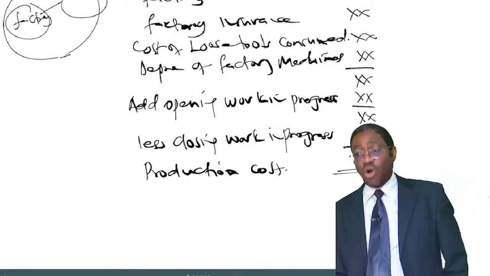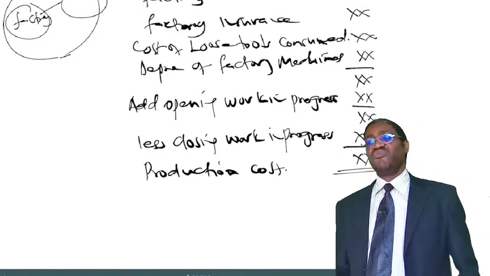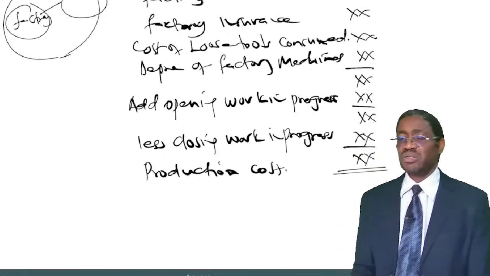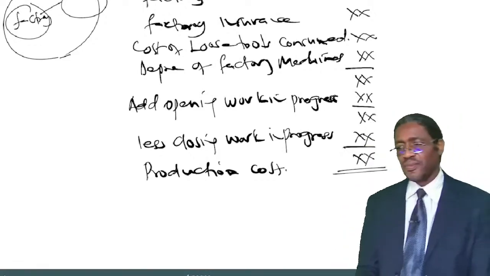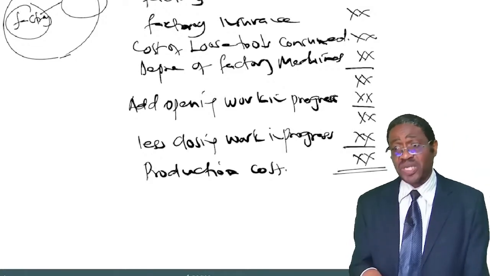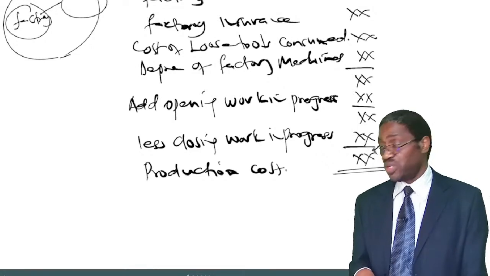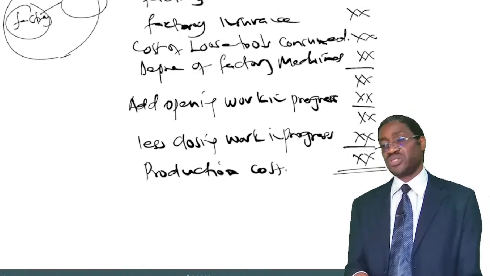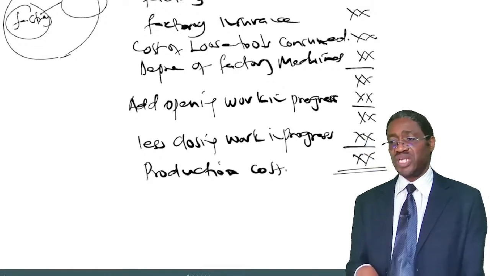So we are saying only if there is some work in progress by the end of the year. Good. So you add the opening work in progress and you less closing work in progress. Good. So finish. I want to go to the next item now.